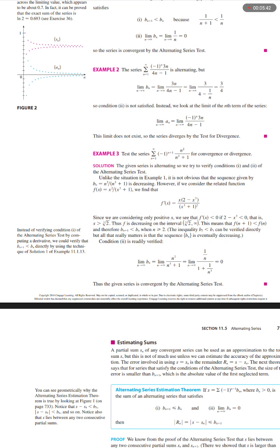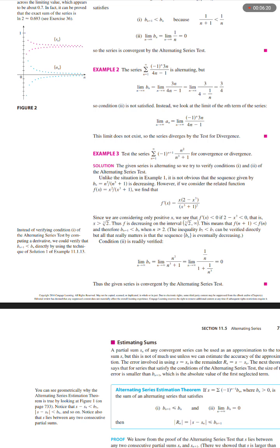Condition 2 is readily verified. The limit as n approaches infinity of b sub n equals the limit as n approaches infinity of n squared over n cubed plus 1, which equals the limit of (1 over n) over (1 plus 1 over n cubed), which equals 0. Thus, the given series is convergent by the alternating series test.